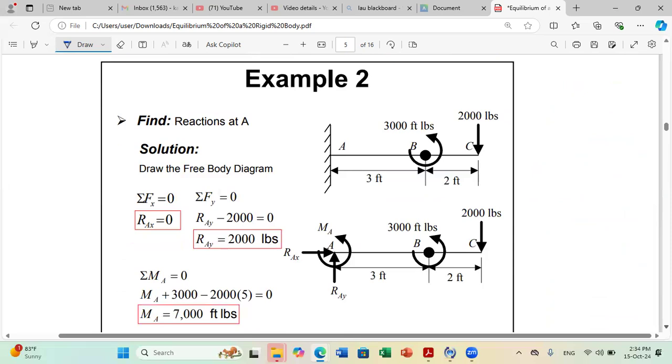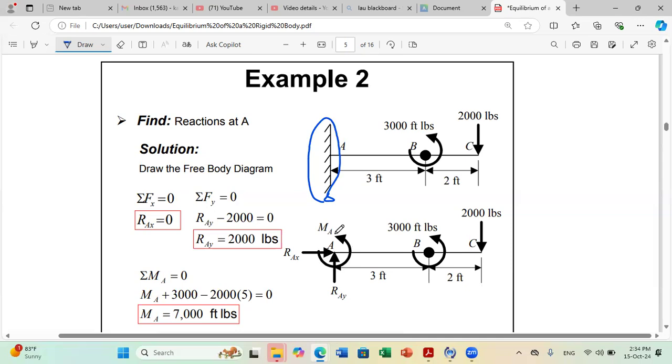So in this figure, from the symbol here, you can know the type of reactions. This is the symbol of a fixity. A fixity can develop 3 reactions, 2 forces, AX and AY, and 1 couple moment, MA. You want to solve for the reactions at your fixity, so you need to apply 3 equations with 3 unknowns. What are your unknowns? RAX, RAY, and the couple MA.